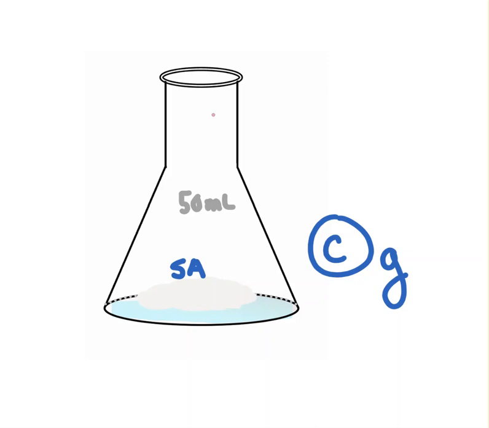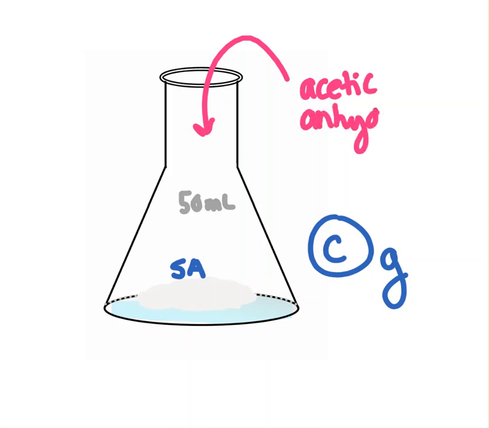First, we're going to add acetic anhydride. A lot of times we abbreviate that AA, as opposed to SA for the salicylic acid. When we do this, we're going to get 5.0 milliliters of that, and so we only have 2 sig figs on that one.